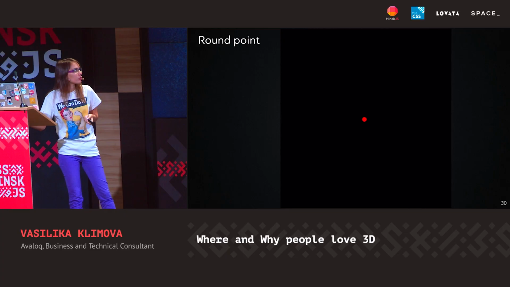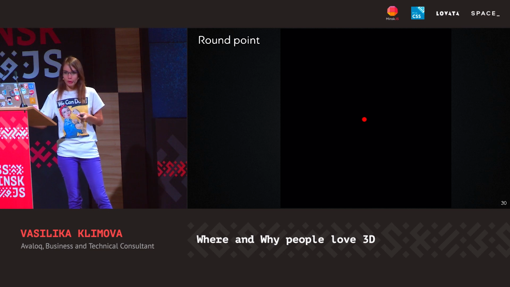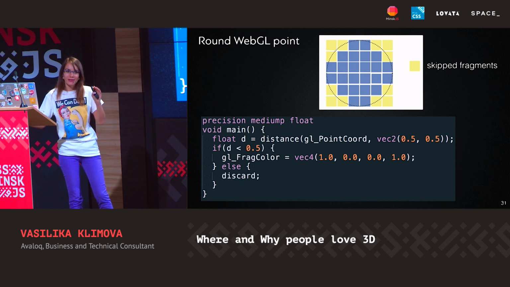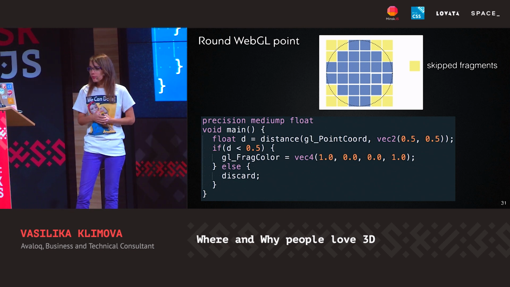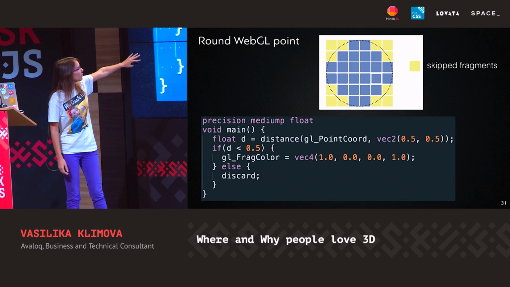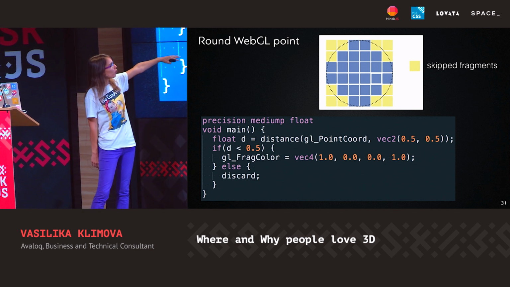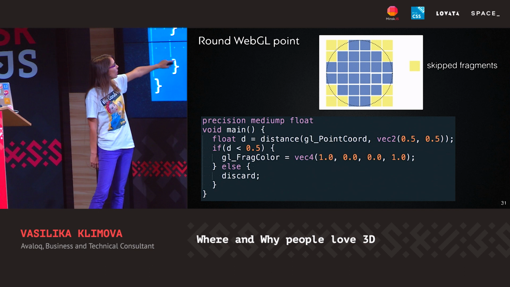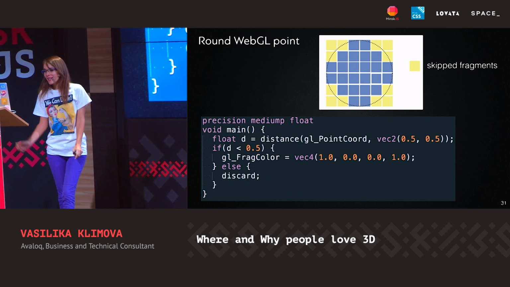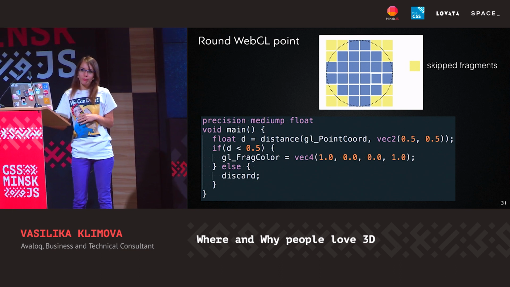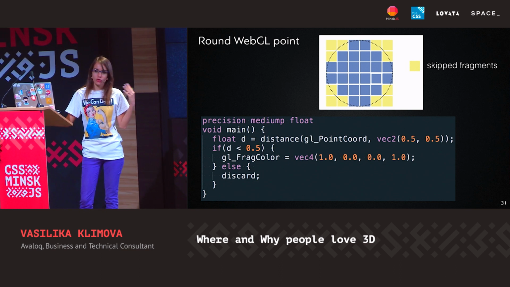And if we want to have a round point, because the first was a square point, we need to improve our shader a little bit, and say that we don't draw the whole frag color, we draw just inside the radius. And other pixels we don't draw.